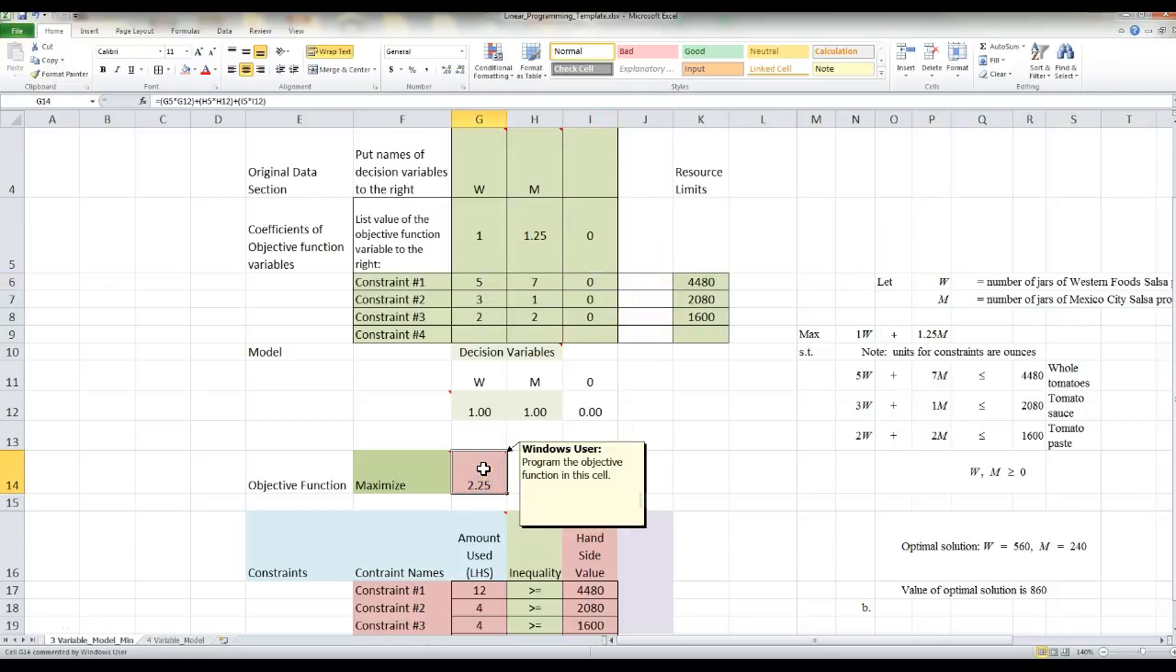And you can see the initial value of the objective function is going to be 1 times 1 plus 1.25 times 1, which is 2.25. Now that's just the initial value of my function. At least that way I know the calculation is being performed correctly.